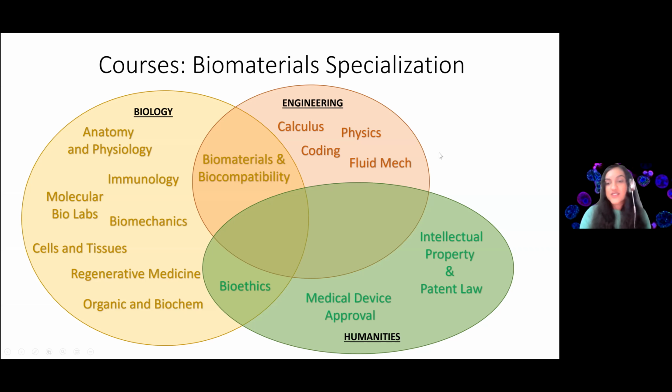So, some of the courses that I took in the humanities were bioethics, which is kind of at the intersection of biology and humanities, medical device approval, intellectual property and patent law. All of these are things that might be useful if you want to go in industry or want to start your own company. You want to think about how you can come up with these ideas and translate them into products that can be used in the clinic.